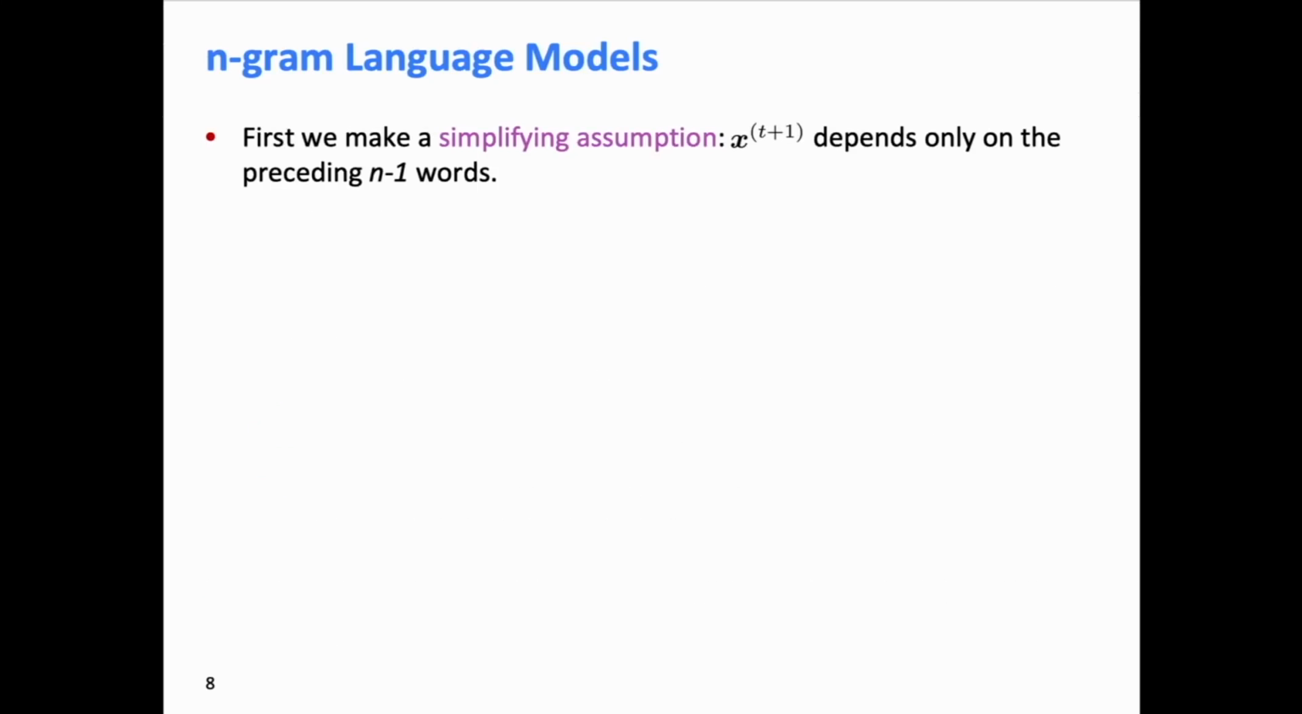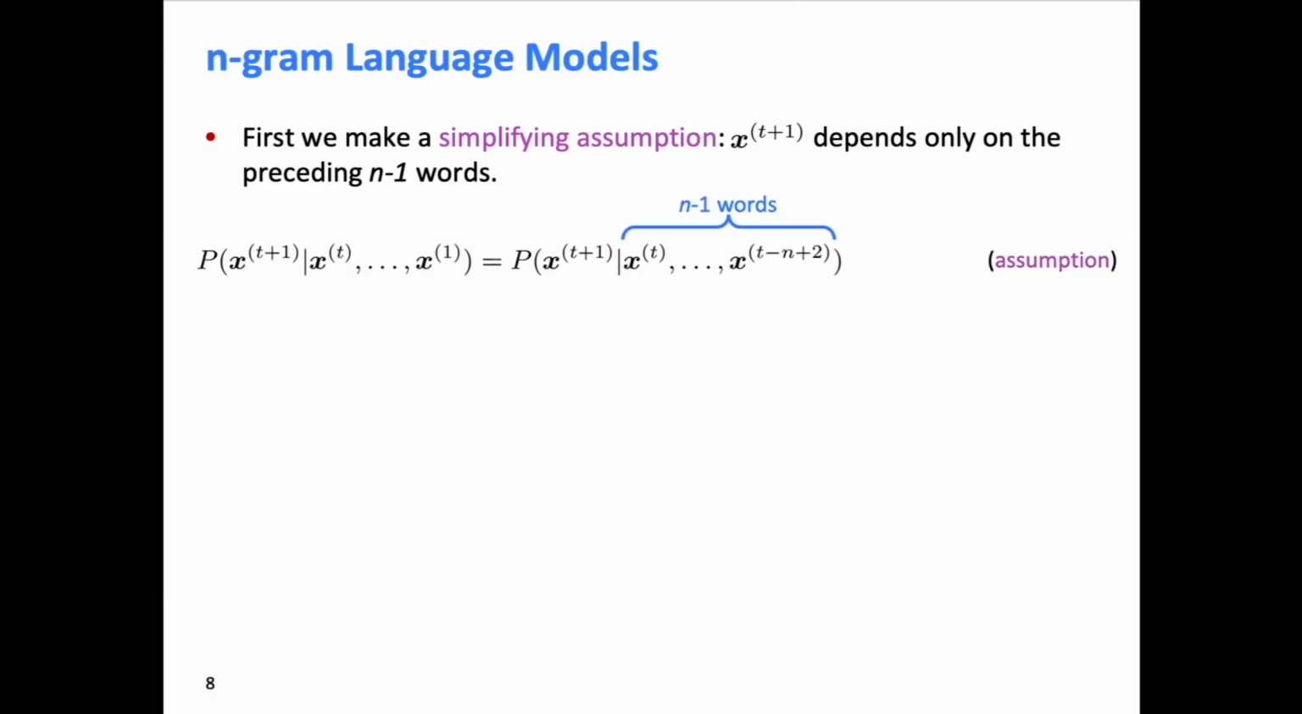Here's some more detail. To make an n-gram language model, first you need to make a simplifying assumption. You say that the next word, x_{t+1}, depends only on the preceding n minus 1 words. So what we're assuming is that the conditional probability of x_{t+1} given all of the words so far, we're just going to simplify that and say it only depends on the last n minus 1 words, and that's our assumption.